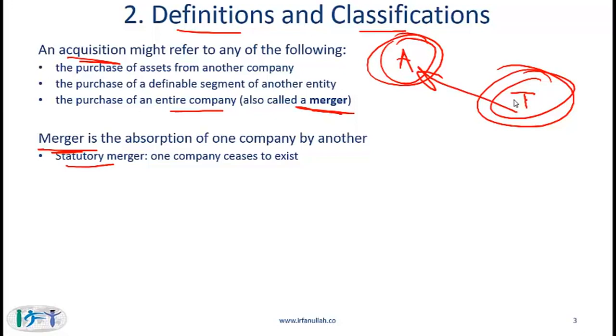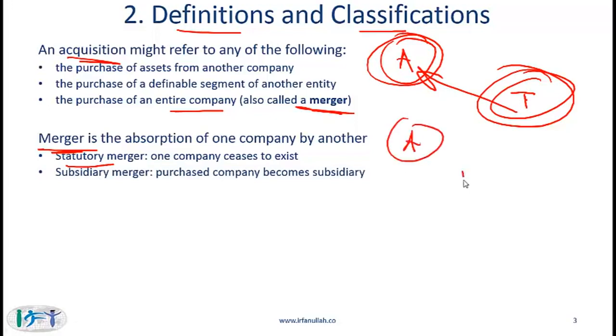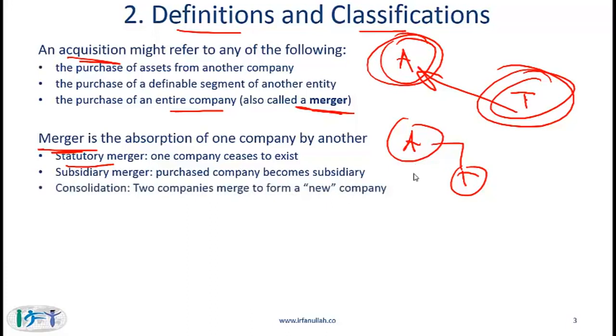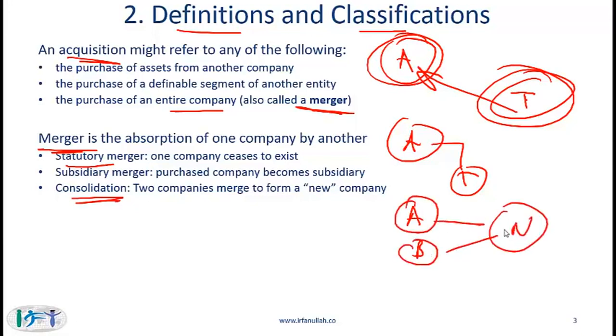as a legal entity. Another scenario is a subsidiary merger where company A acquires T and T continues to exist but as a subsidiary of company A. And then you can have a consolidation where you have two companies, let's say A and B, they merge into some new company. So these old names cease to exist and we have a new legal entity called N.